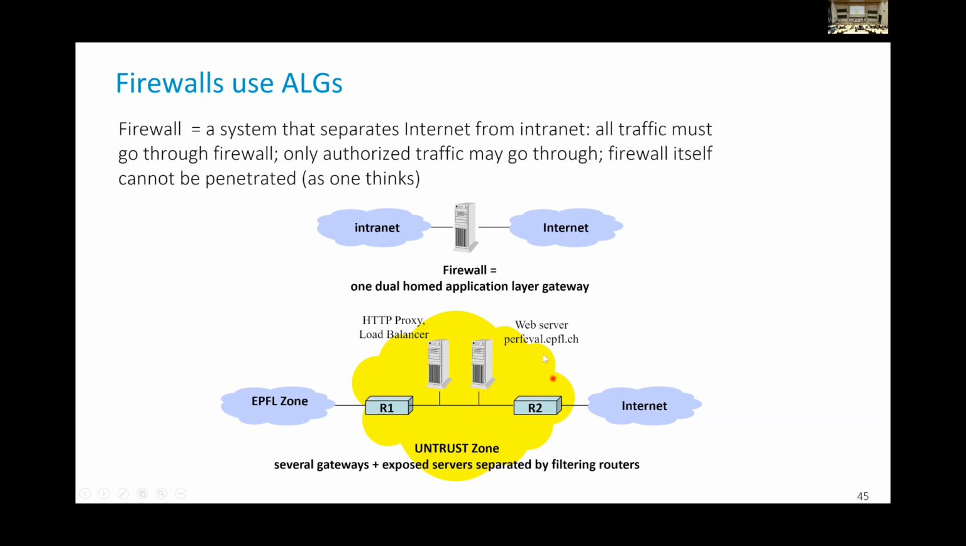So the combination of filtering rules and application layer gateways or servers that are in given zones is what is called today a firewall. And a firewall in your and my computer is simply some software in the computer. At the scale of a company, a firewall is something like this, for example.